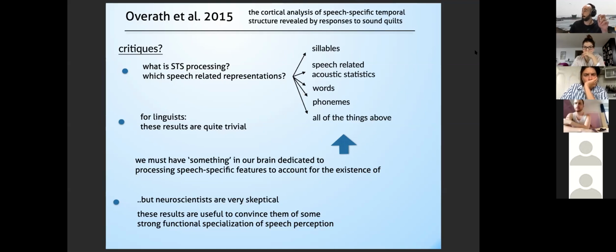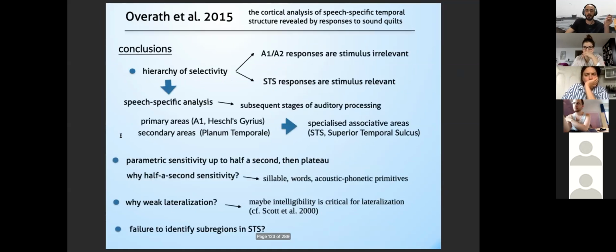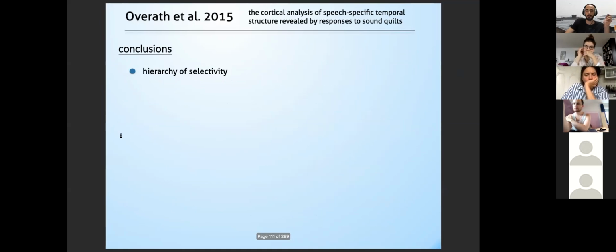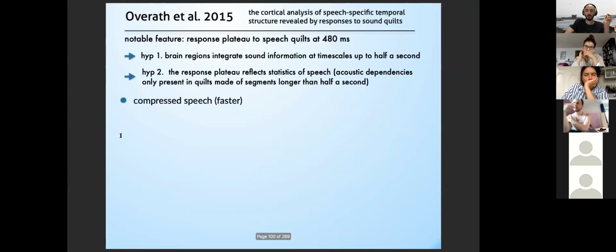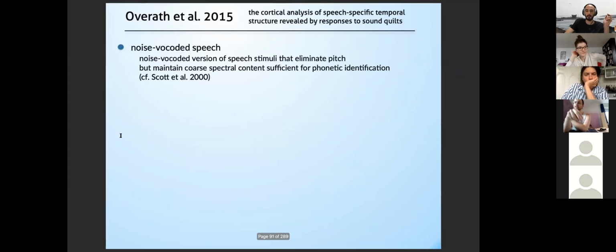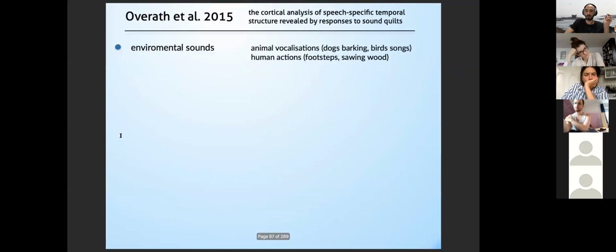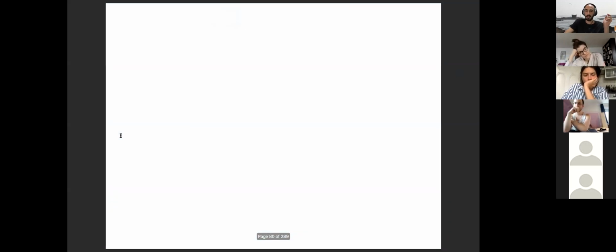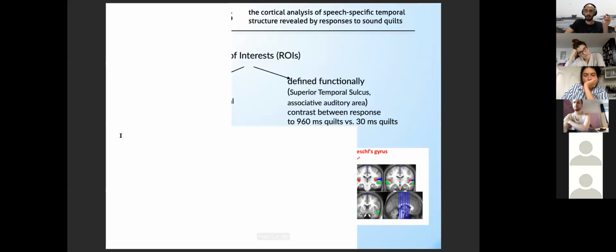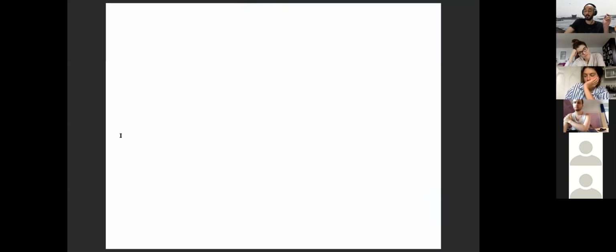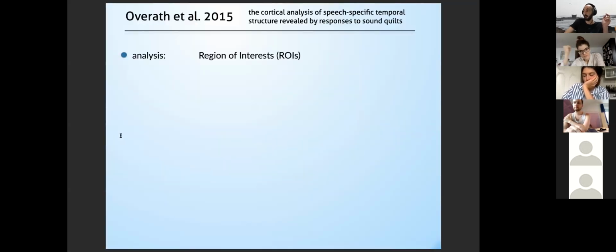I think if I may, for Overath, they found that when they played the scrambled speech, the brain first processed what it heard on an acoustic level and then on a speech level, right? Exactly. And there was an area which was selectively active for the temporal properties of speech, right?